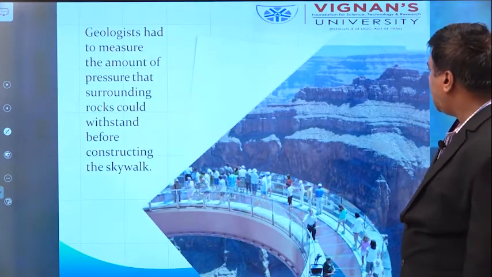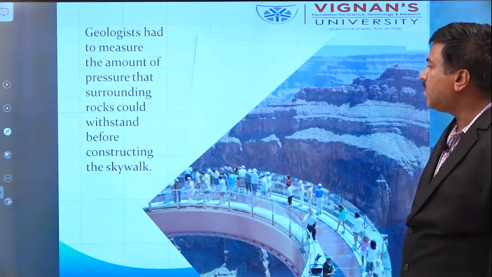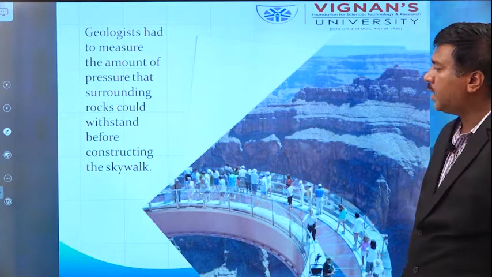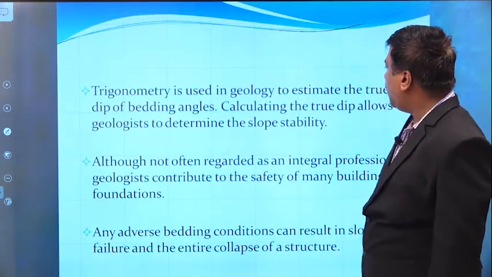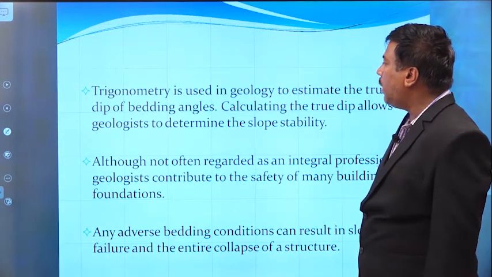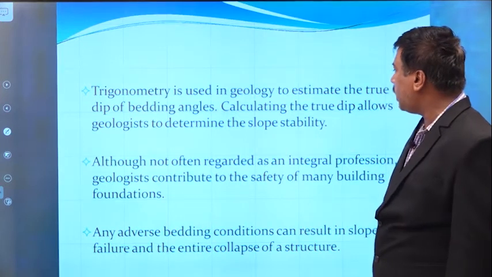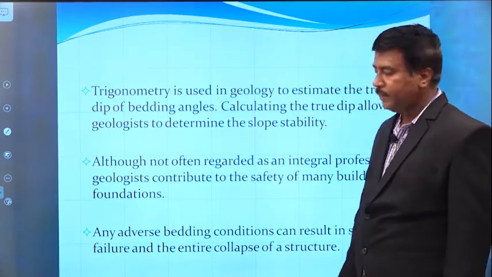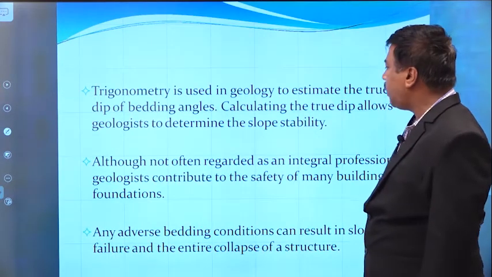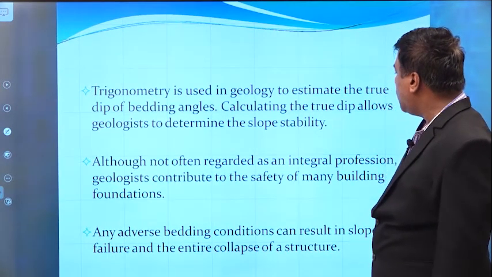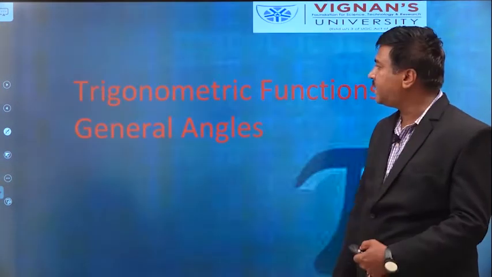Also, geologists have to measure the amount of pressure that surrounding rocks would withstand before constructing. Trigonometry is used in geology to estimate the true dip of bedding angles. Calculating the true dip allows geologists to determine slope stability. Although not often regarded as an integral profession, geologists contribute to the safety of many building foundations. These are all the applications.